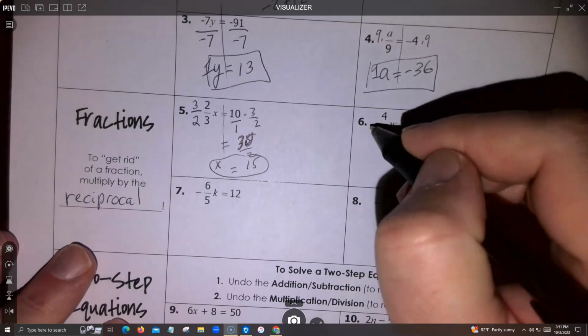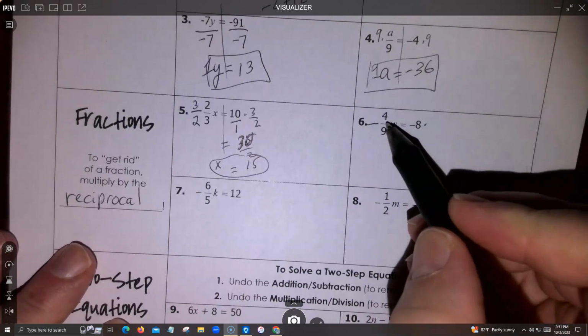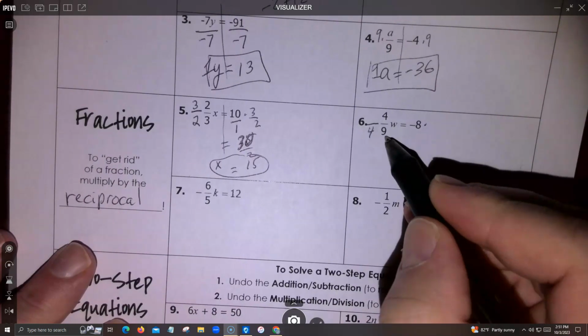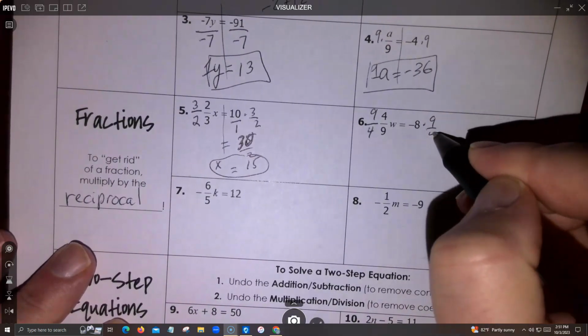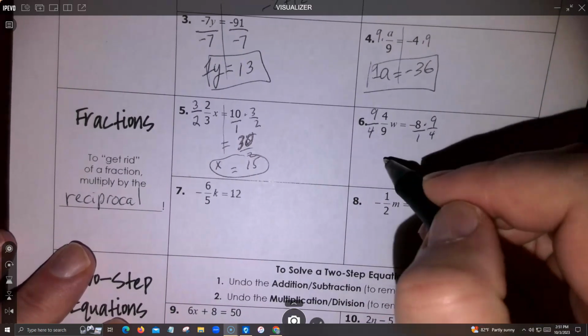All right, so same idea here. Forget about the reciprocal. Just think about what I did with multiplication and division. If this number is on the top, this number needs to be on the bottom. If this number is on the bottom, this number needs to be on the top. And then just write it on the other side. Again, when a number is by itself, write it over 1.